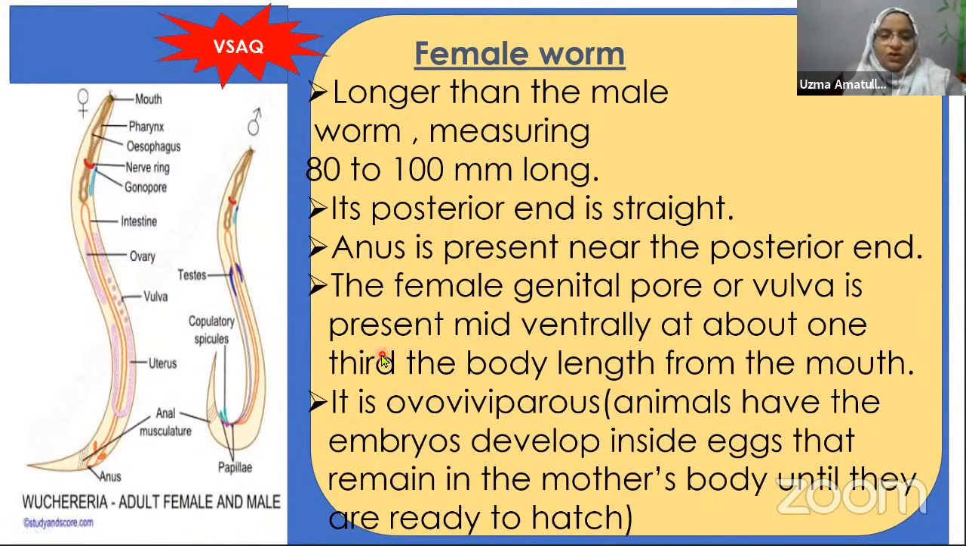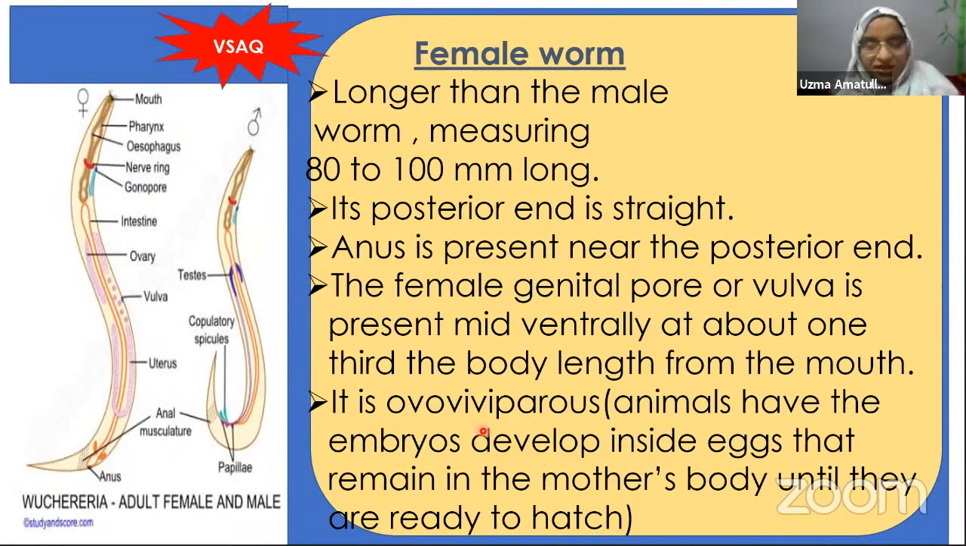And it is ovoviviparous. Now, what is ovoviviparous? You might have heard that oviparous means the organisms which lay eggs, and viviparous are those organisms which give birth to the young ones. But what is the meaning of ovoviviparous?